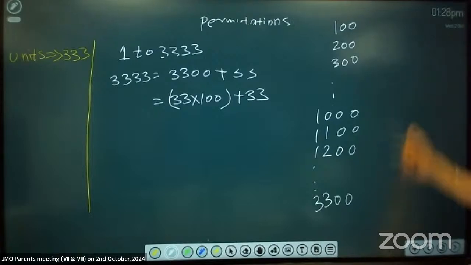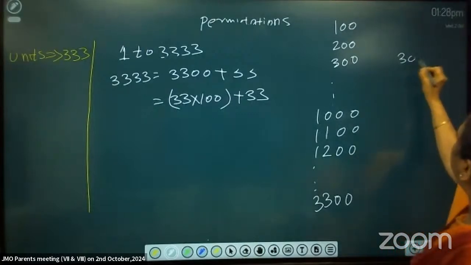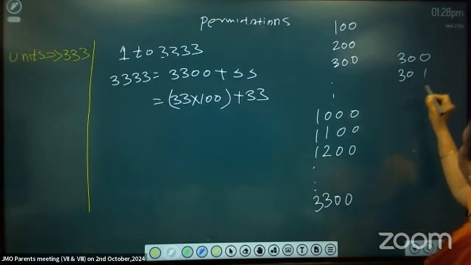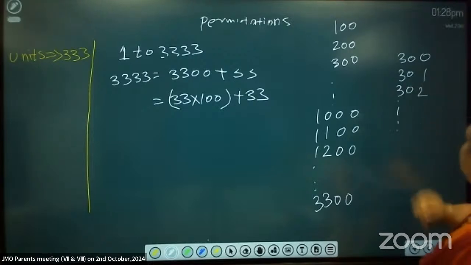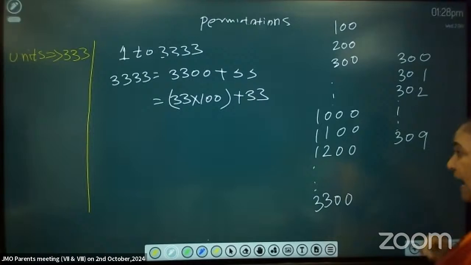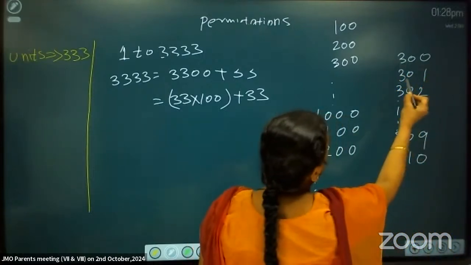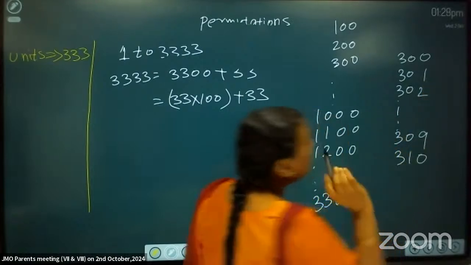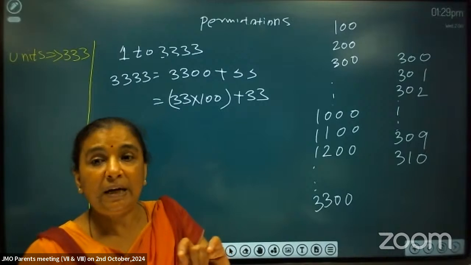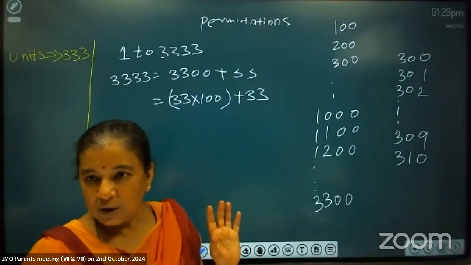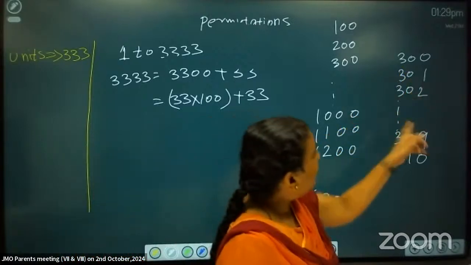Correct? Now, what is common in all these numbers? Now, see here. When I write 300, I write 301, 302, like that. I will write 309, and then I will get 310. Correct? So, in the number 310, there is no 0 at tens place. But in the numbers 300, 301, 302, up to 309, there is 0 at tens place. You understand? There is a 0 at tens place.